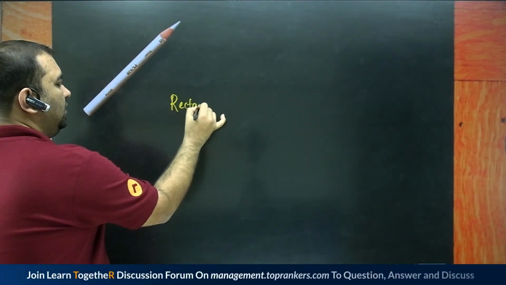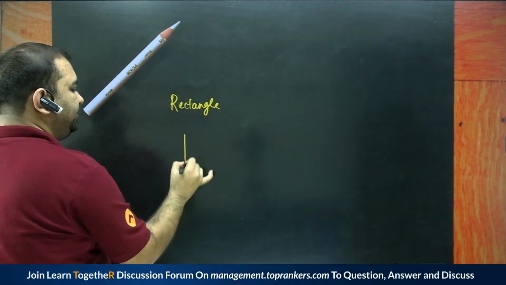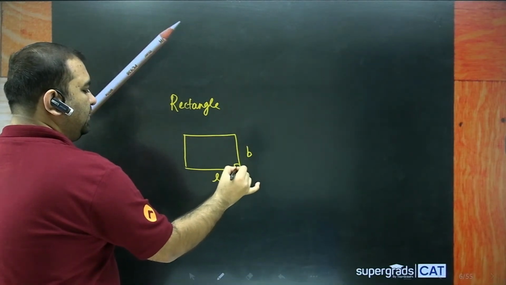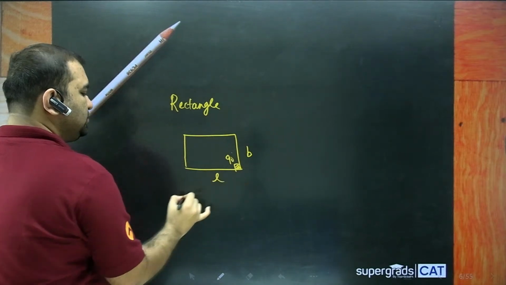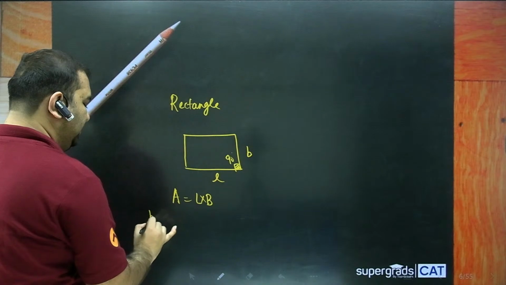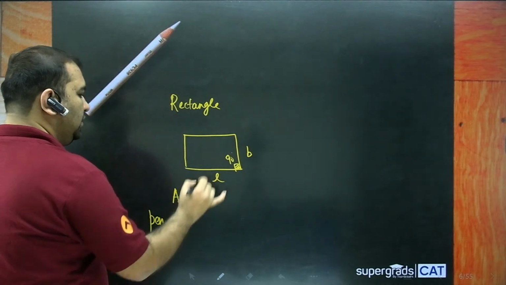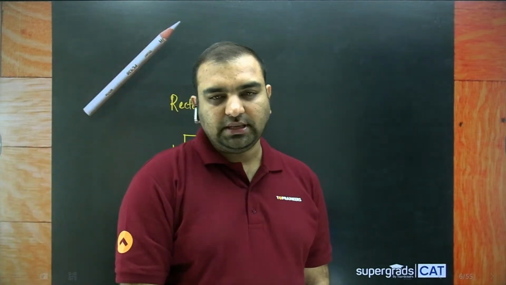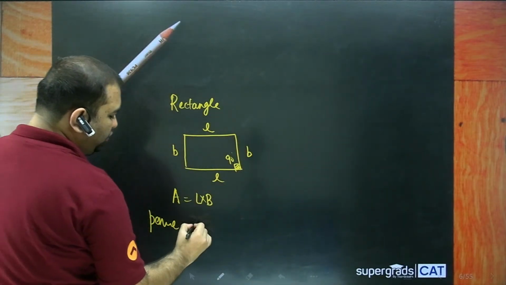Rectangle, we have been studying it since childhood. Length, breadth, 90 degrees. So area is length into breadth. Perimeter is the sum of all sides. So 2L, 2B, so twice of L plus B.